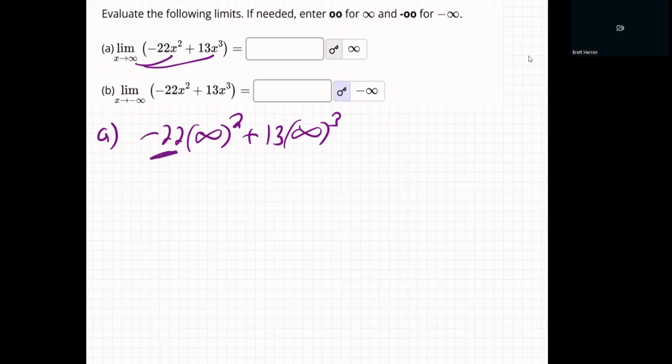So what does that mean? Negative times infinity squared is just infinity times negative, that'd be negative infinity, plus infinity times 13, I mean, it's infinity. So what's negative infinity plus infinity? Well, it's obviously zero. Well, no, we can't do that. You might think so, but not quite true. Why not? Well, it's because there's different rates of infinity. You know what I mean?